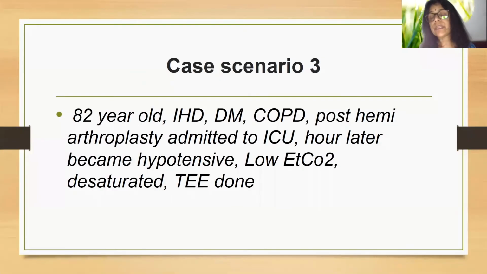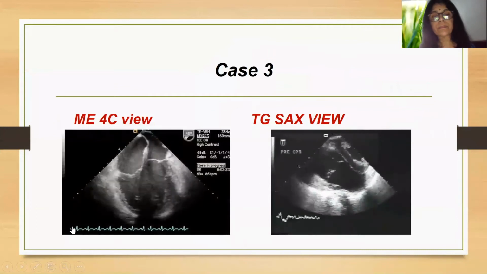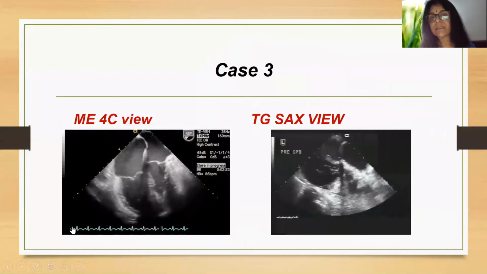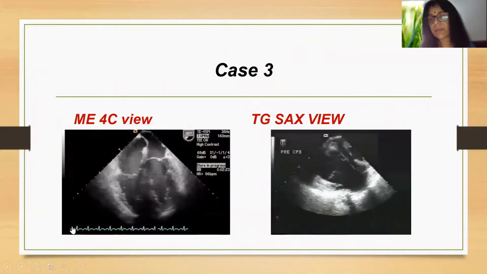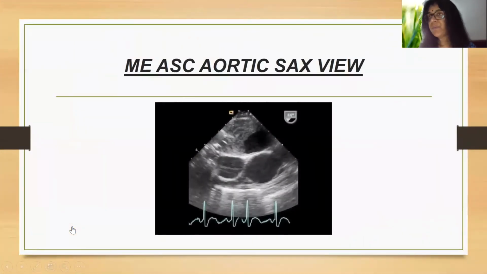The next case scenario is an 82-year-old man with diabetes, ischemic heart disease, and COPD, who goes to have an arthroplasty. An hour after the surgery, he comes to the ICU, becomes hypotensive, the EtCO2 is low, and he's desaturated. TEE is done, and we see here that the septum is pushed to the left side, the RV is dilated, and when you see this view, the mid-esophageal ascending aortic short axis view, we very clearly see that in a PA there is thrombus.